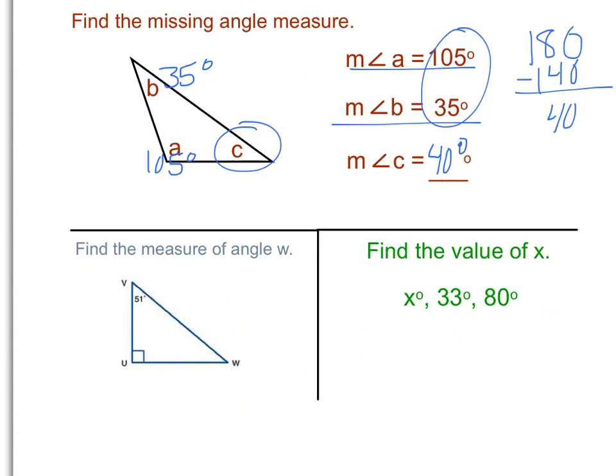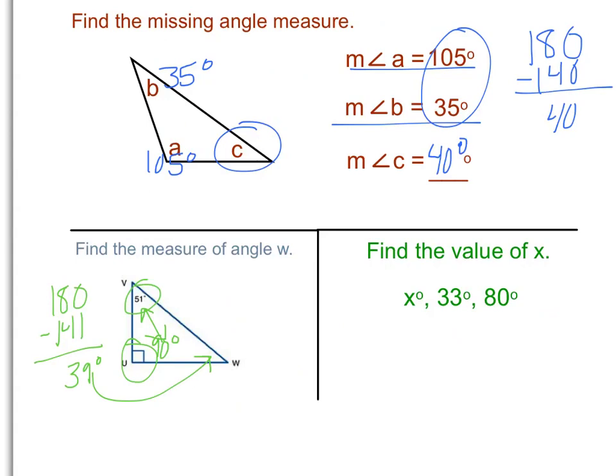Okay, here's another one. Same situation. It adds up to 180. I'm going to take away what I have. I have a 51 degree angle, and remember this symbol means 90 degrees. So when I put these two together, I have 141 degrees. And so I'm left with 39 degrees for angle W.